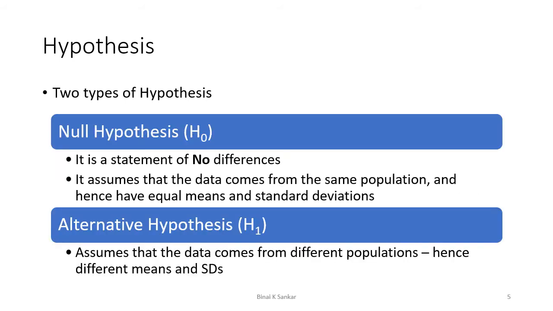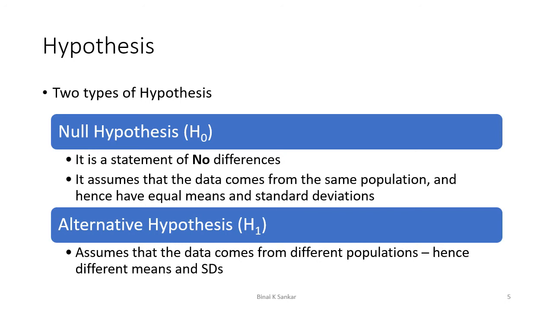There are two types of hypothesis. One is called a null hypothesis, and the other one is called an alternative hypothesis. The null hypothesis is usually denoted by the symbol H0, and the null hypothesis is a statement of no difference. It assumes that the data comes from the same population, hence have equal means and standard deviations. What this basically means is it just assumes that there is no effect of the parameter being studied.